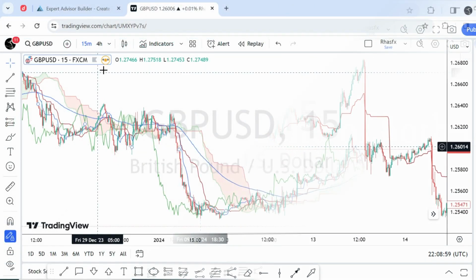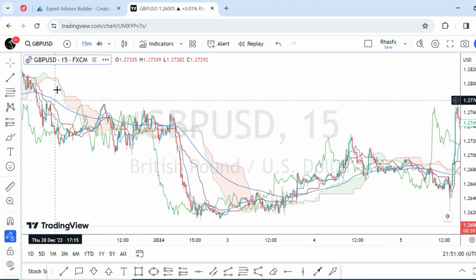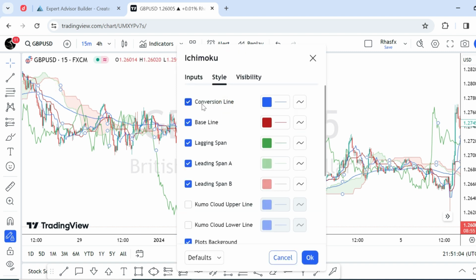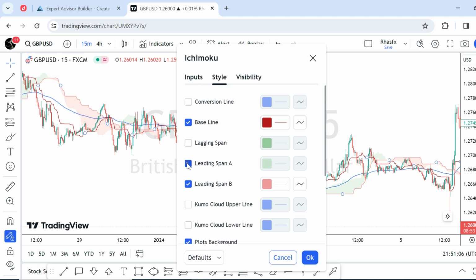After adding the Ichimoku to the chart, we're going to make a slight modification, which is removing all the extra pieces that we don't need. We do this for all the pieces except for the Kinjun Sen.